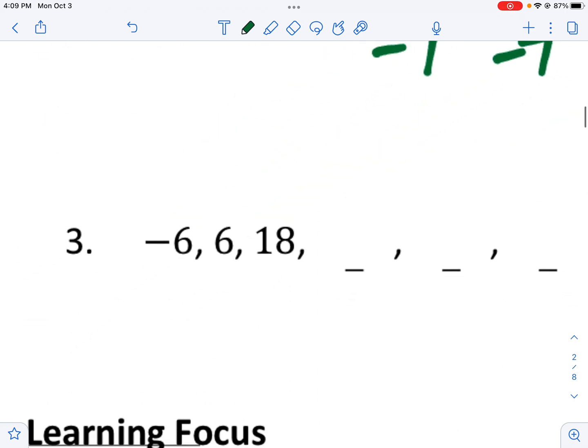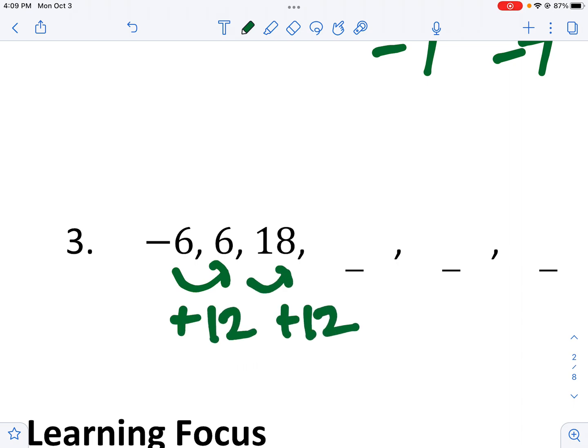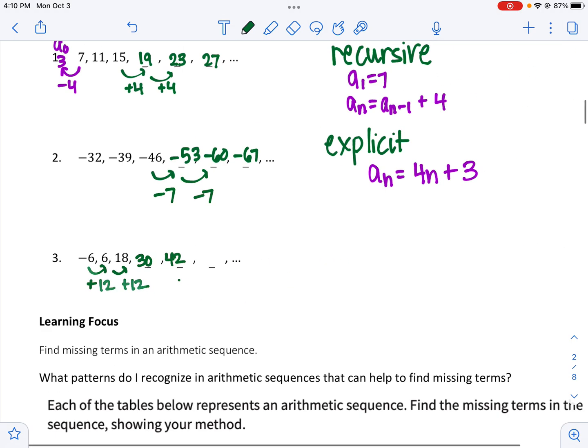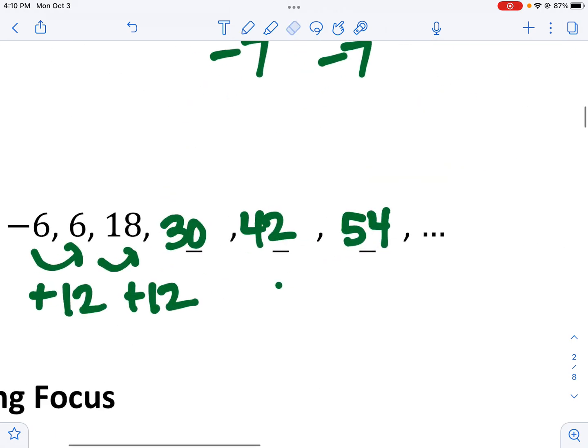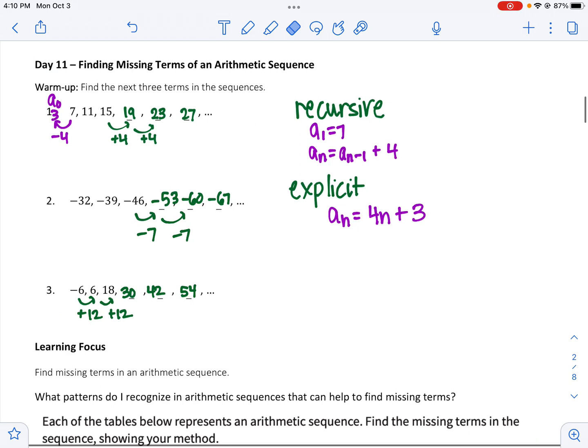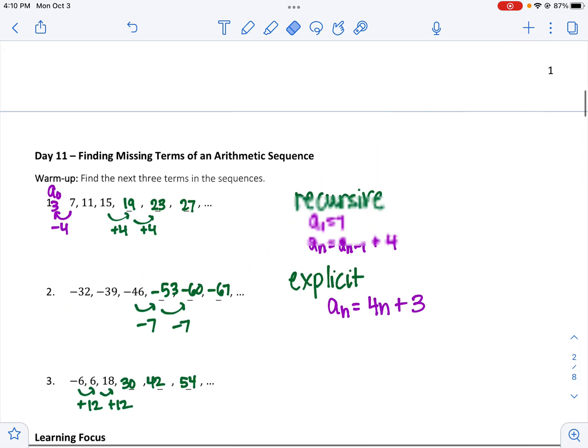And then our last one, this one seems to be going up by 12 each time. So we have 18 plus 12, which is 30. 30 plus 12, which is 42. 42 plus 12, which is 54. Okay, so there's just a review of finding a common difference and also recursive and explicit.